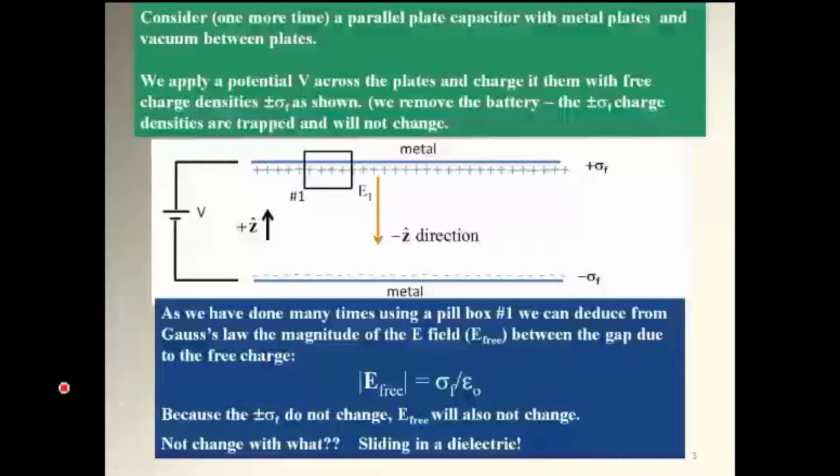So one more time, consider a parallel plate capacitor, and it has metal plates with vacuum between the plates. Let's suppose we take this battery and connect it to the plates like this, and therefore charge will flow out onto the plates. This is always the negative, this is always the plus part of the battery. So we get negative charge density here, and positive charge density here, and we call this plus sigma F and minus sigma F because this is free charge.